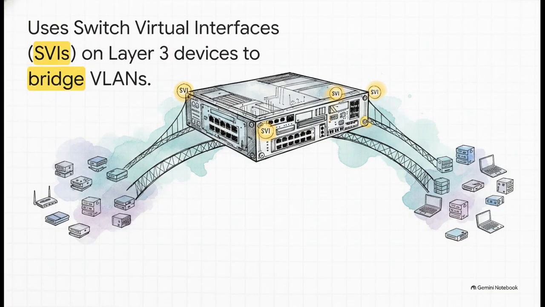To make this happen, the network uses something called switch virtual interfaces, or SVIs, on Layer 3 devices. A Layer 3 switch, or a router, acts as the intelligent bridge between these isolated rooms. It handles this by using these SVIs, with each one specifically assigned to a VLAN's IP subnet.